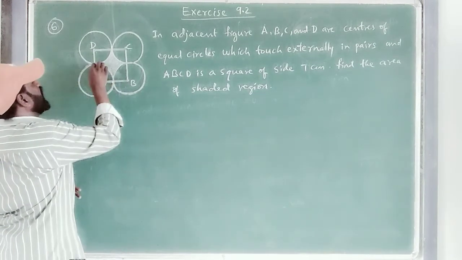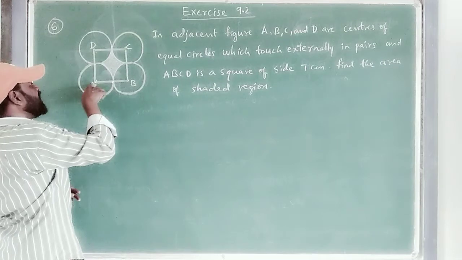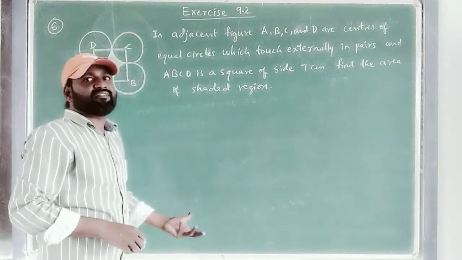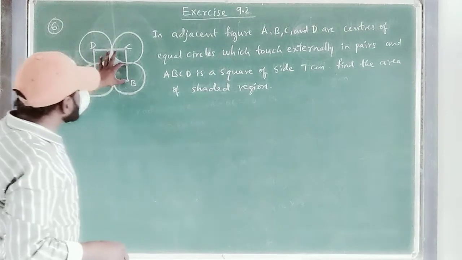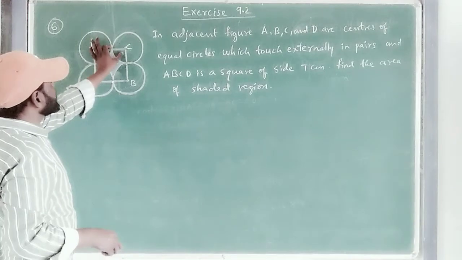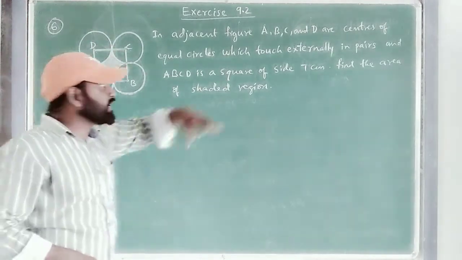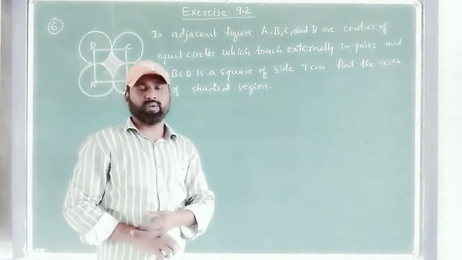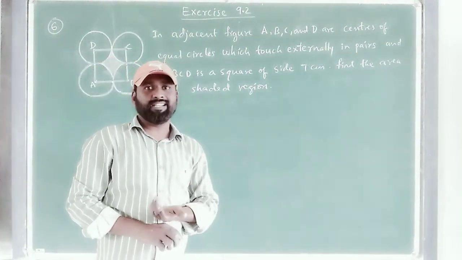Now you see from A to here. That means half of AD or half of AB is nothing but the radius of the circle. This portion, this portion, these are radius of the circle. This and this, radius of the circle. All four circles are equal circles. That means the radius of all the four circles are equal. So why am I telling that radius?